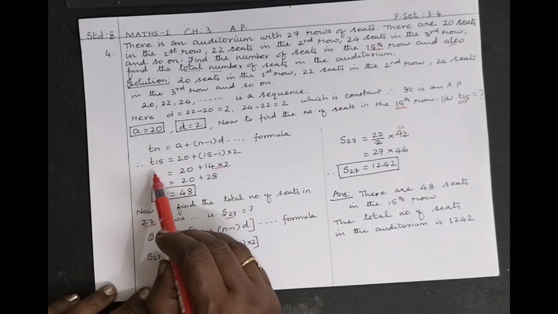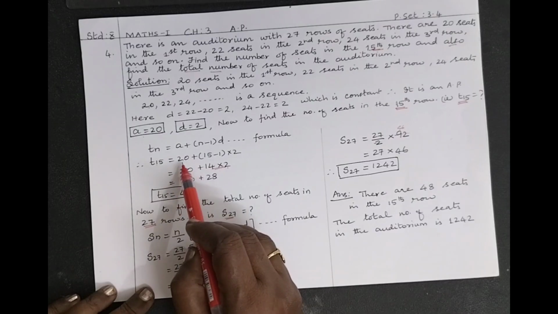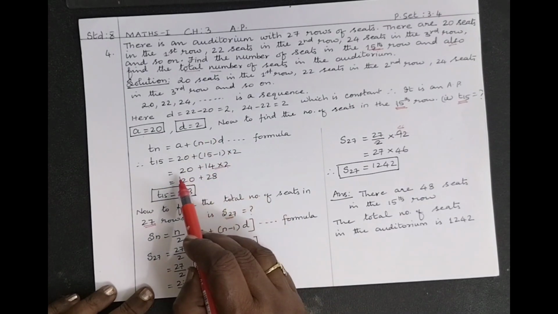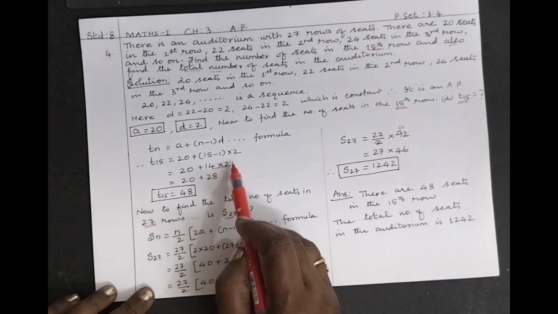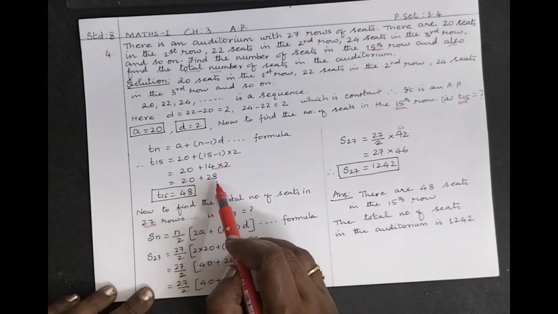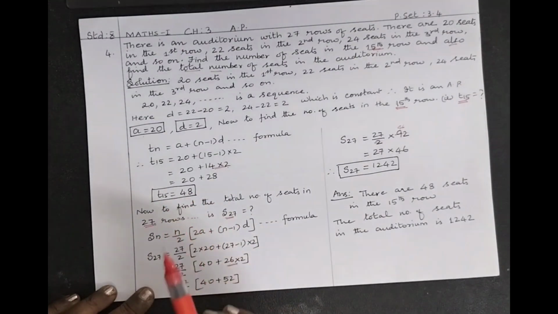Substitute the values. So therefore T15 equal to A is 20 plus 15 minus 1 into 2. So 20 plus 14 into 2. Multiply this first. So that is 28. So 20 plus 28 is what? 48. Therefore T15 is 48.